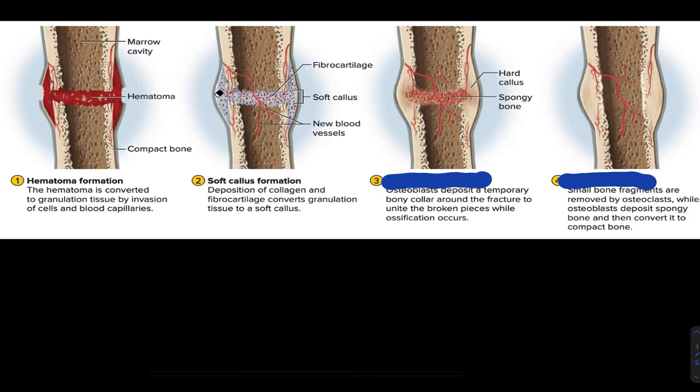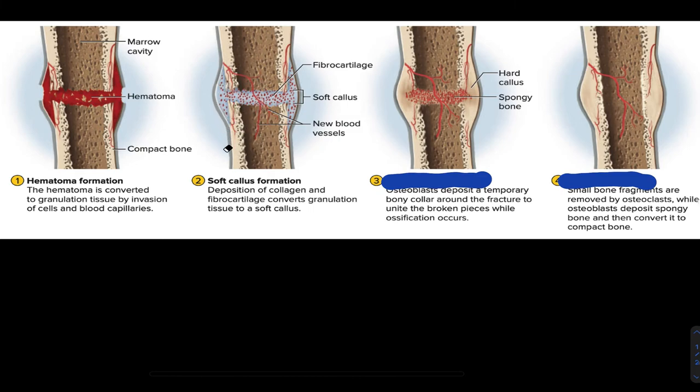After probably 1 to 2 days, the second step is soft callus formation. This is the deposition of collagen, and fibrocartilage converts granulation tissue to a soft callus. So this fibrocartilage will help turn this tissue into a soft callus to help protect the bone. And now we have new blood vessels invading this medullary cavity, invading the bone to help repair this.